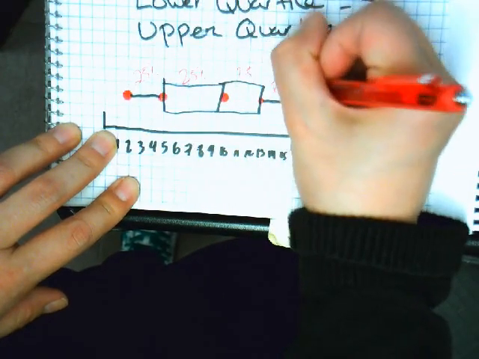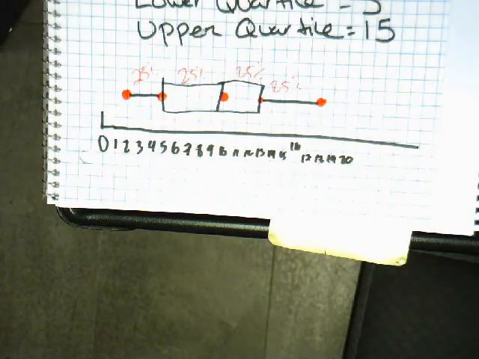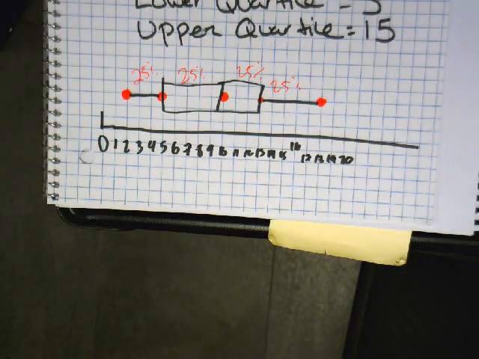Because sometimes they ask you, what's 75%? So you go, oh, 25, 25, 25, 75% would be here. What's 25% of the data? Oh, this is 25% of the data. What's 50%? Oh, 50% would be here because I would add 25 plus 25.